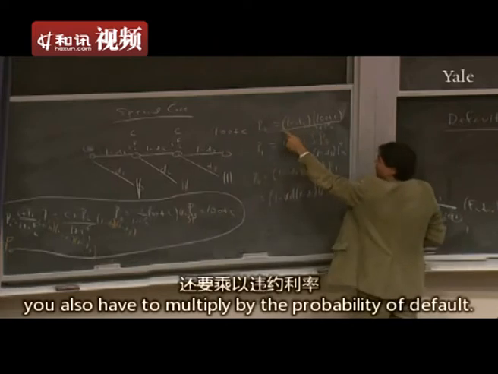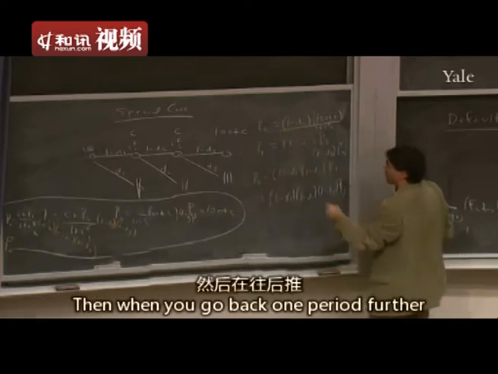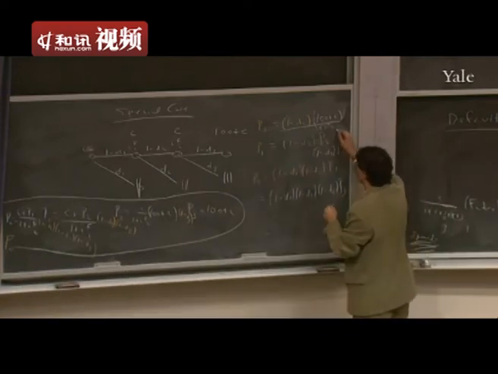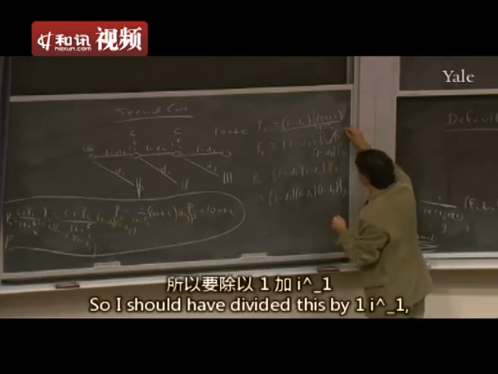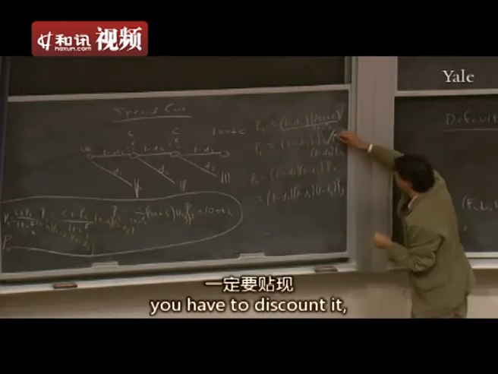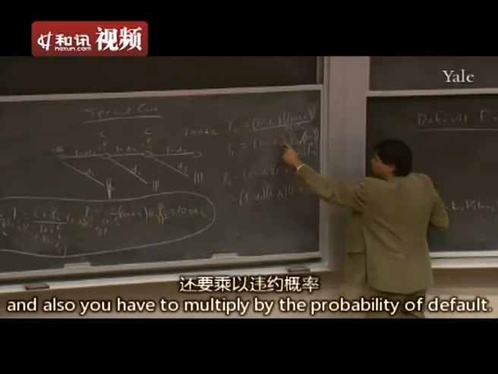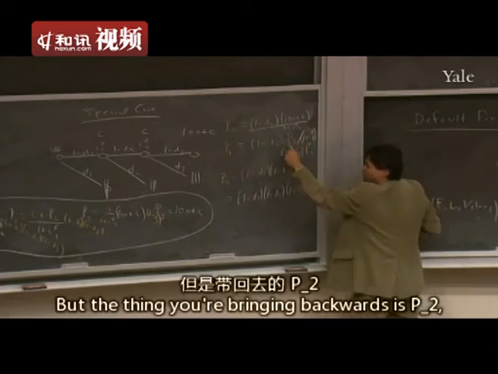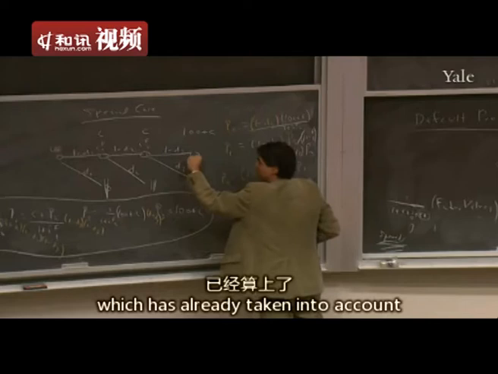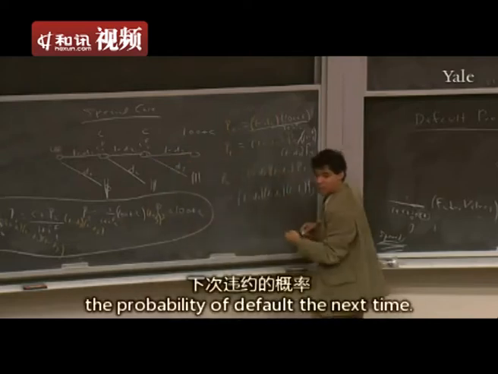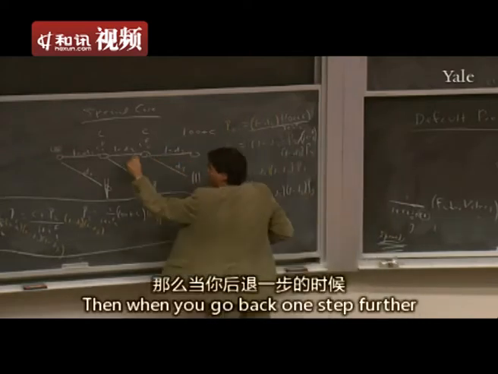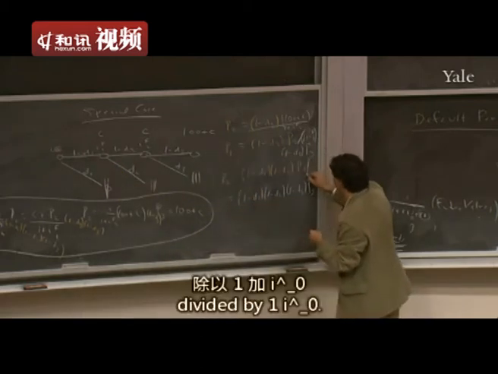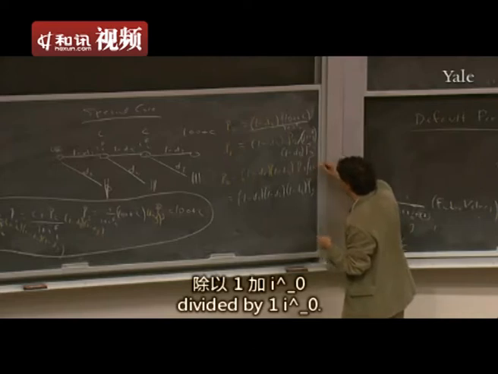You also have to multiply by the probability of default. Then when you go back one period further, you have to discount again. Okay, so I should have divided this by 1 plus IF1. You have to discount it, and also you have to multiply by the probability of default. Okay, but the thing you're bringing backwards is P2, which has already taken into account the probability of default the next time. Okay, and then when you go back one step further, you have to do the whole thing again, divided by 1 plus IF0.